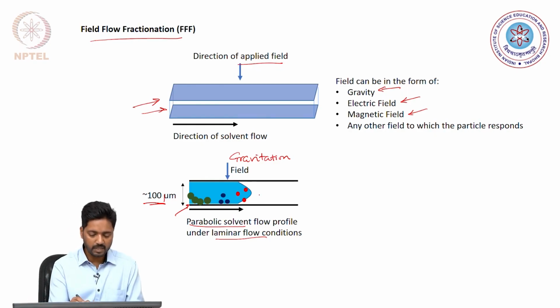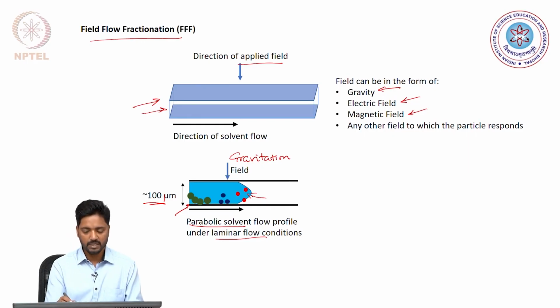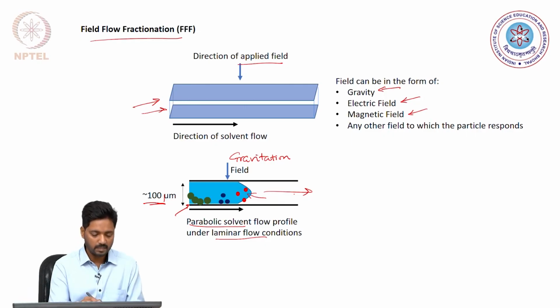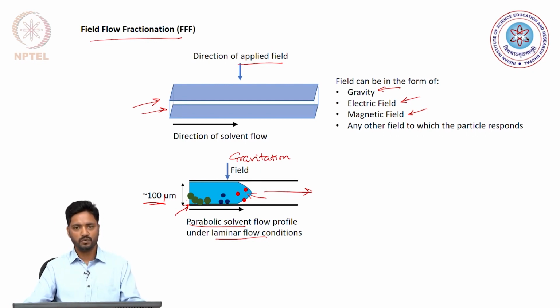However, as the particle size reduces, for example, the red particles here, they will start flowing more and more with the solvent flow or the solvent front, and will elute out first out of the column, while the green particles, which are the largest, will elute out the last. So, this becomes a straightforward technique to separate analytes of interest by applying appropriate fields.